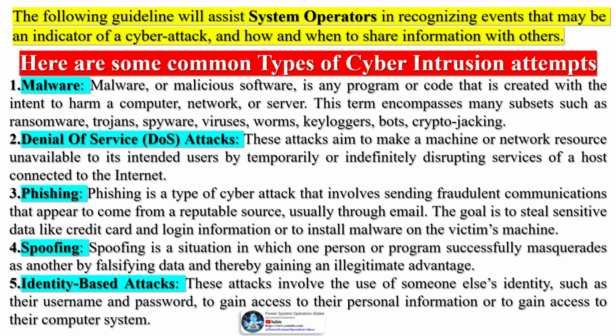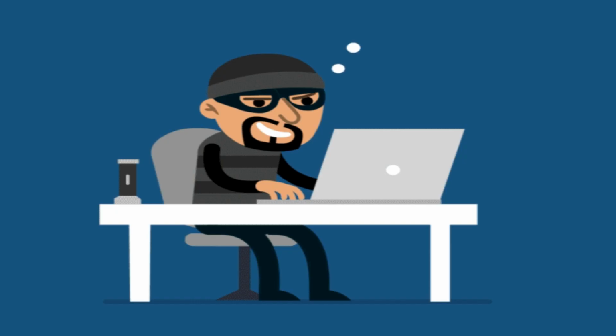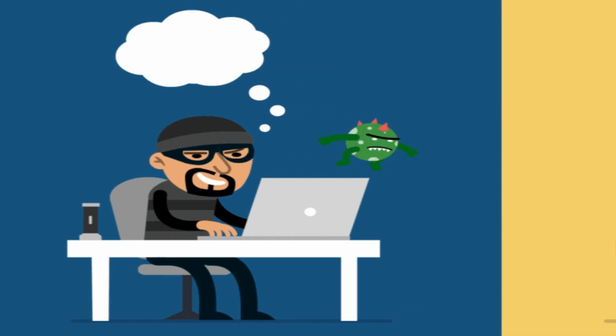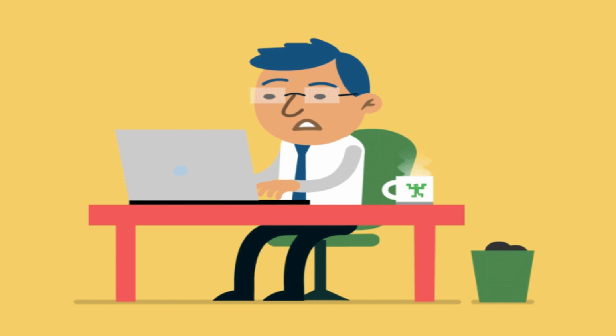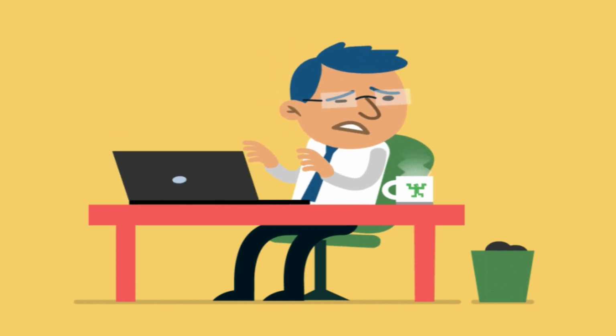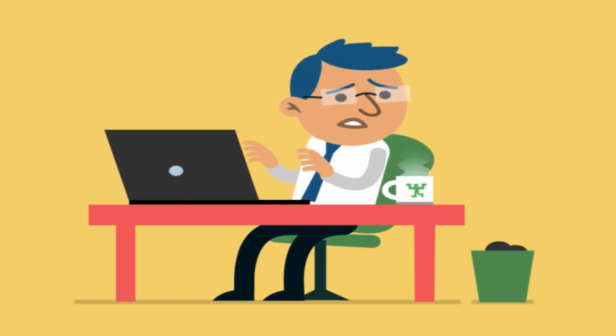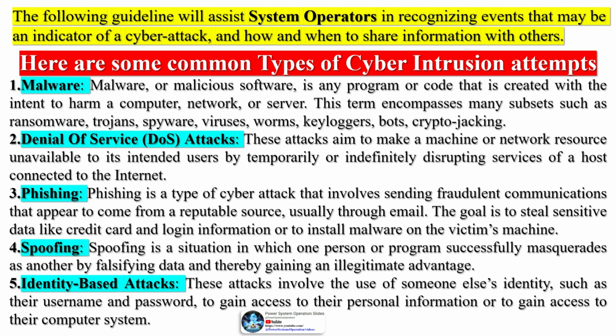These attacks aim to make a machine or network resource unavailable to its intended users by temporarily or indefinitely disrupting services of a host connected to the Internet. Phishing. Phishing is a type of cyber attack that involves sending fraudulent communications that appear to come from a reputable source, usually through email. The goal is to steal sensitive data like credit card and login information or to install malware on the victim's machine.